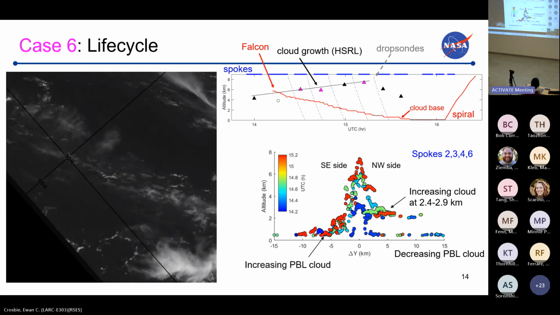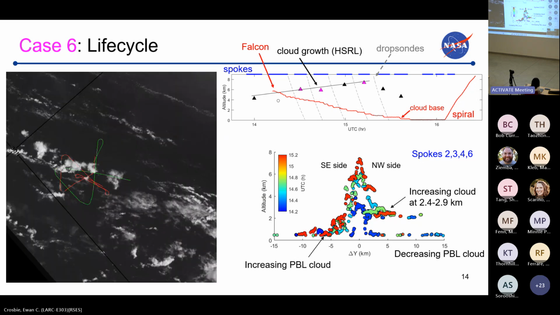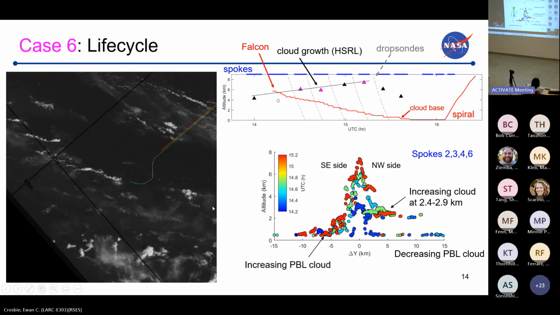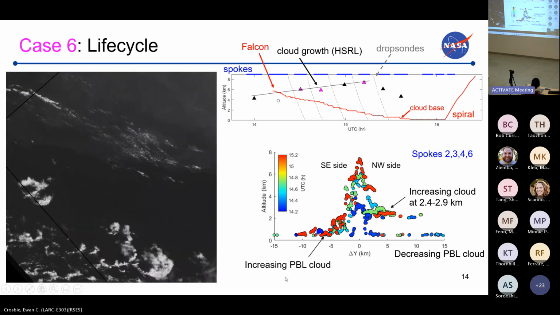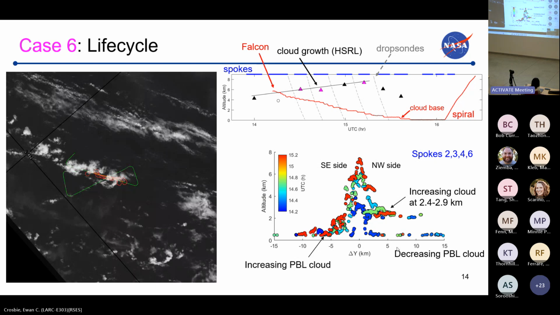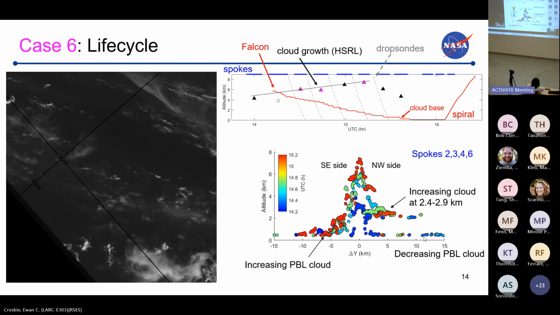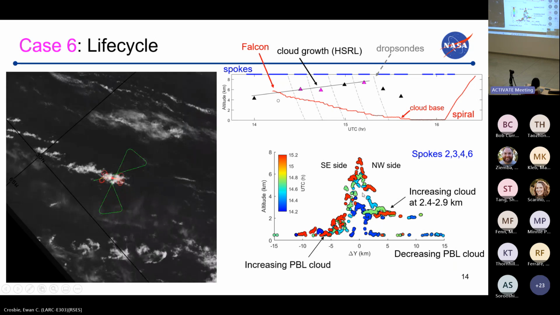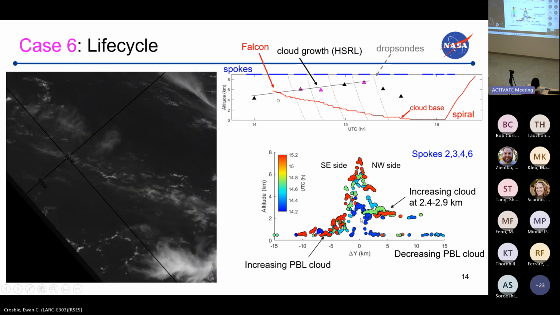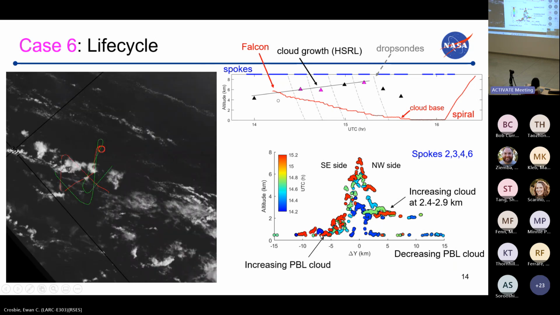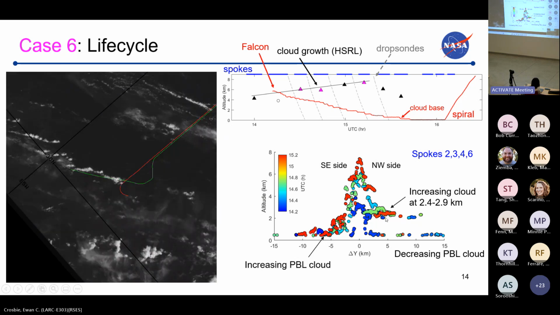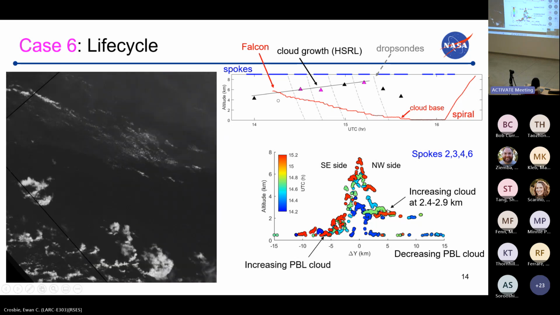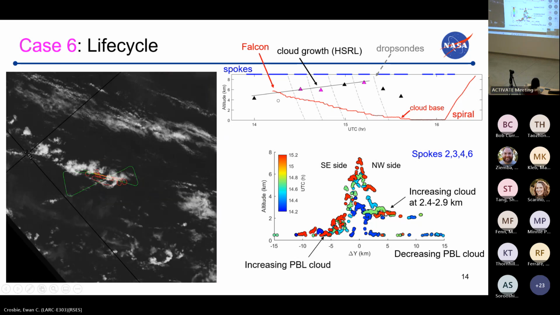You can see with time the cloud evolves from something that's fairly symmetric about its axis to something where you have increasing PBL cloud on the southeast side and decreasing cloud on the north side. So it evolves from this kind of symmetric shape to something that has a clear inflow region, and then this detrained stratiform region is off to the side here.